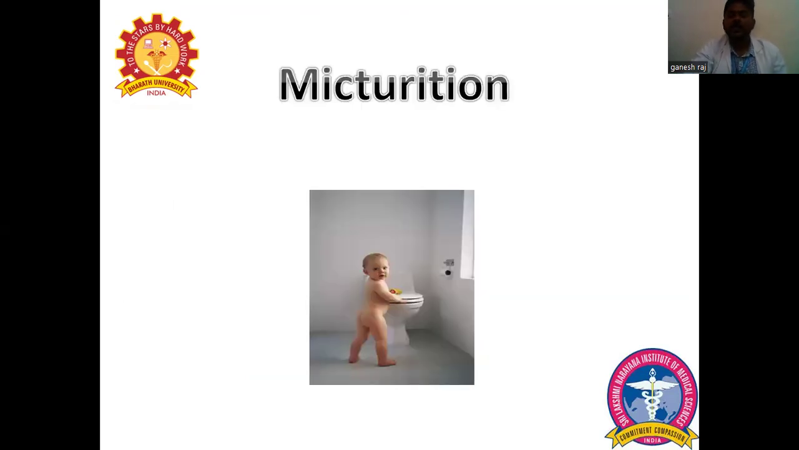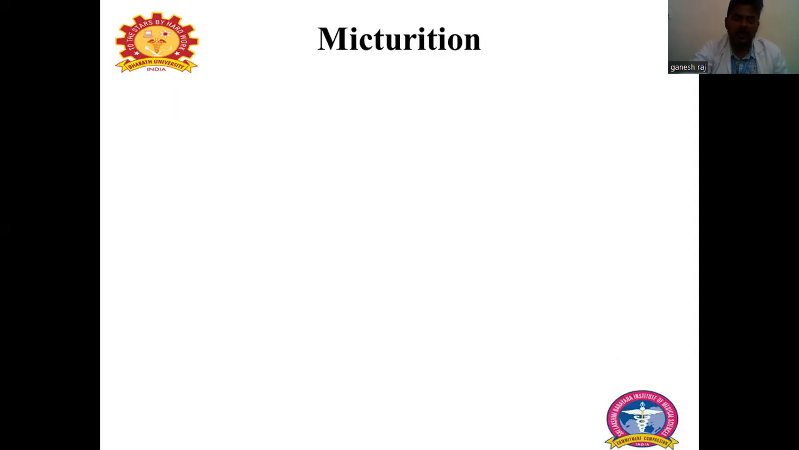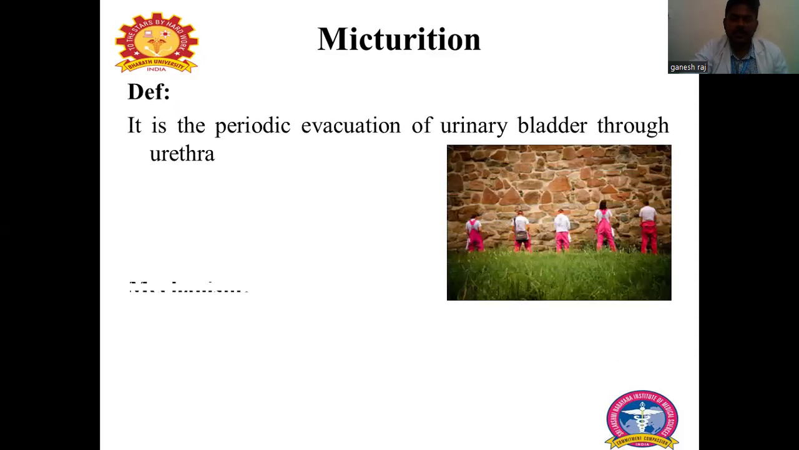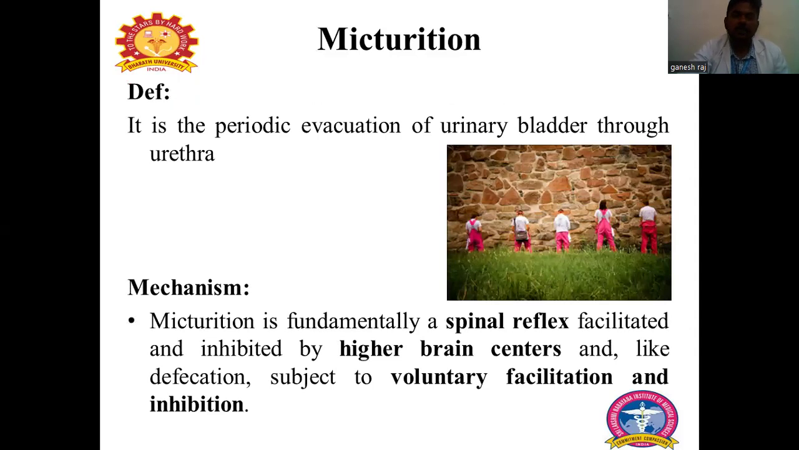Okay, so till now we have seen the anatomy of the bladder, the nerve supply of the bladder, the storage phase, and the cystometrogram. Now we are going to see micturition. What do we mean by micturition? Micturition is the periodic evacuation of the urinary bladder through the urethra. The bladder is filled with urine, and now it has to empty it. Periodic emptying of the bladder through the urethra is what we call micturition.